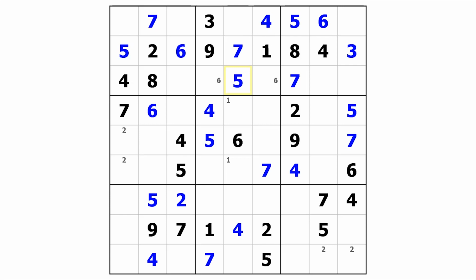So now the 4s, the 5s, and the 7s are all filled in. It's good to make a mental note when you have placed all 9 instances of a particular digit. That way you can save time by not bothering to look for them anymore.